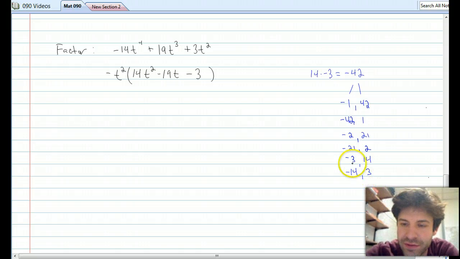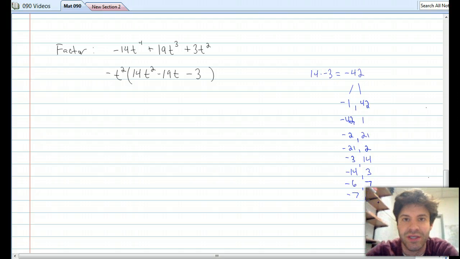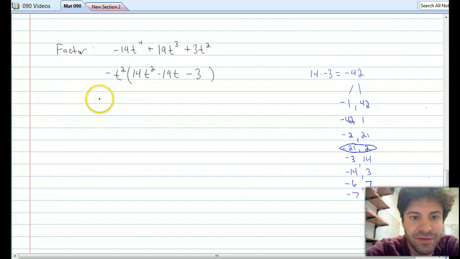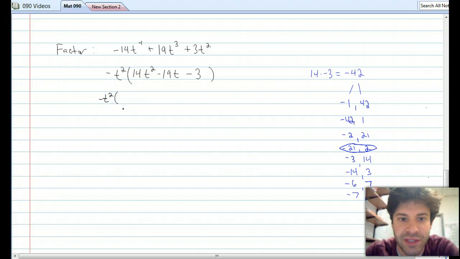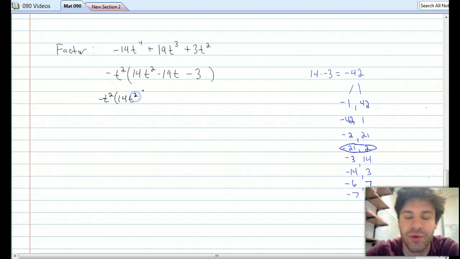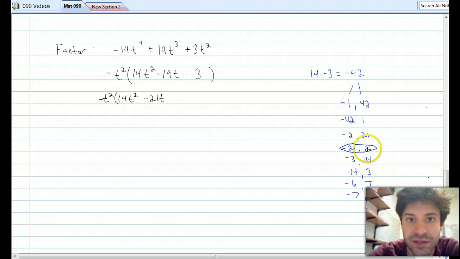Let's see, 4 doesn't work, 5 doesn't work. 6, negative 6 and 7, and negative 7 and 6. And that should be our complete list. Now what we're looking for is two numbers on that list that add up to negative 19. You'll notice the pair of numbers that adds up to negative 19 is that one right there. So I'm going to leave the negative t squared outside, as we will in every single step from here on out. And we're going to rewrite this trinomial, and we're going to split up the middle term into two terms. We're going to split it up into a negative 21t and a plus 2t.